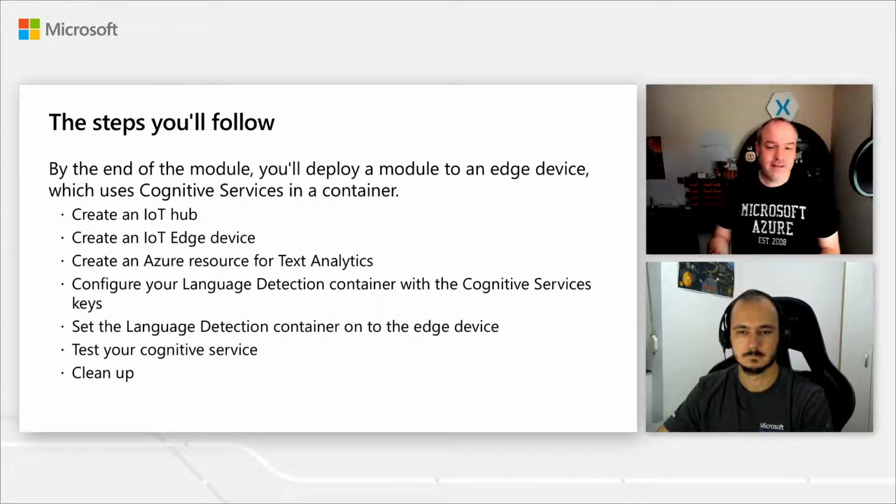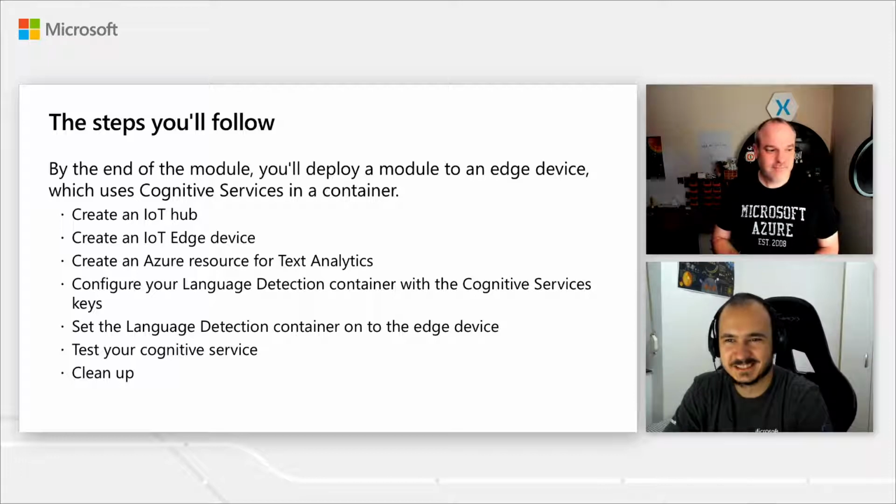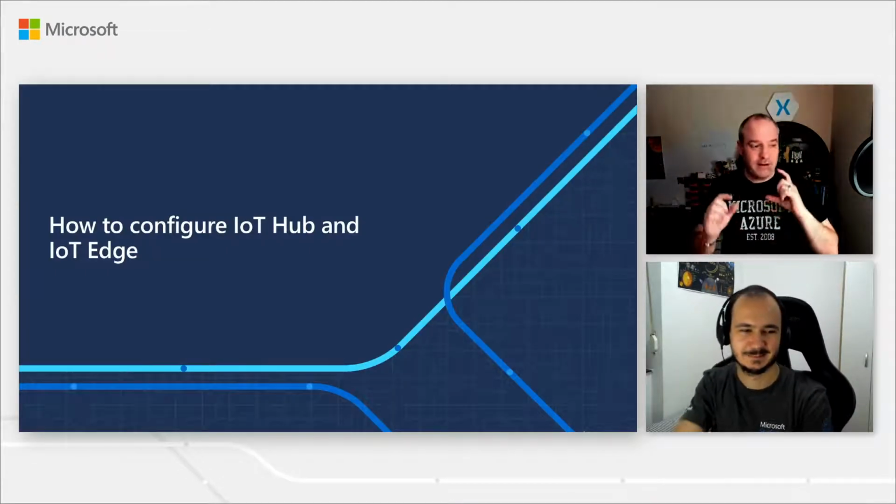Then we have to set up the container on IoT Edge, and then we're going to test it out. And then we're going to clean up right at the end. Sounds like a fun set of steps, doesn't it? Yeah, let's start. So let's take the first section. Let's look at configuring the Hub and IoT Edge.